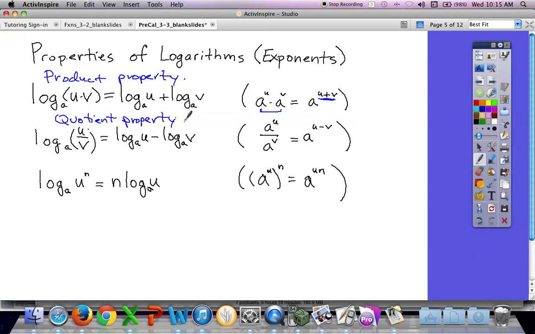And the last one, if I have a to the u raised to the n power, how do we simplify when we raise a power to a power? You multiply, right? Well, this is where that comes from. If you're taking the log base a of something, and the whole argument of the logarithm is being raised to some power, then you can instead take that power in front and multiply. So instead of log base a of u to the n, it's n times the log base a of u. You're just pulling that in front. I'll call that a power property.